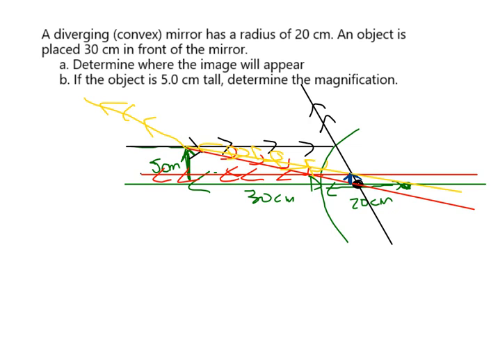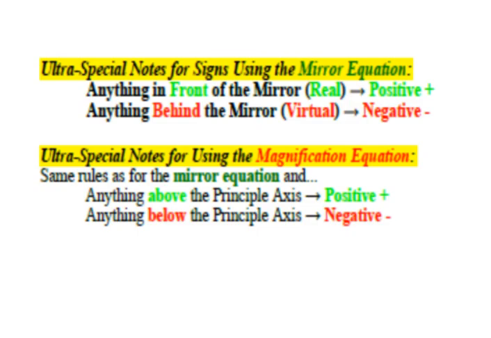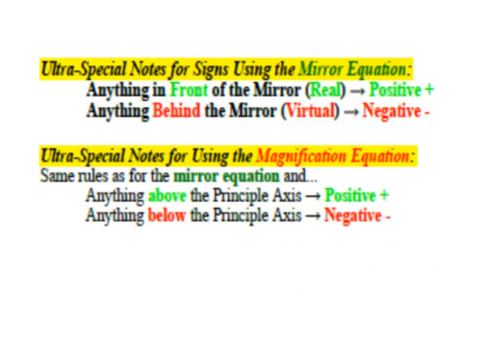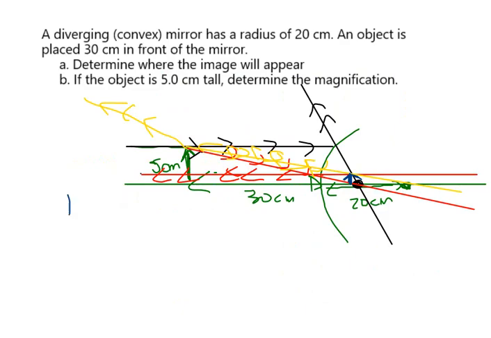Let's do the math to prove this. Okay, so first formula. The formula on the previous page is 1 over f equals 1 over do plus 1 over di. So here's your formula. 1 over f equals 1 over do plus 1 over di. What information do we know? Well, we know the focal length. Kind of. What is the focal length? Yeah, 10, right? Because the whole thing was 20. It's 10. So we're going to make a 1 over 10.